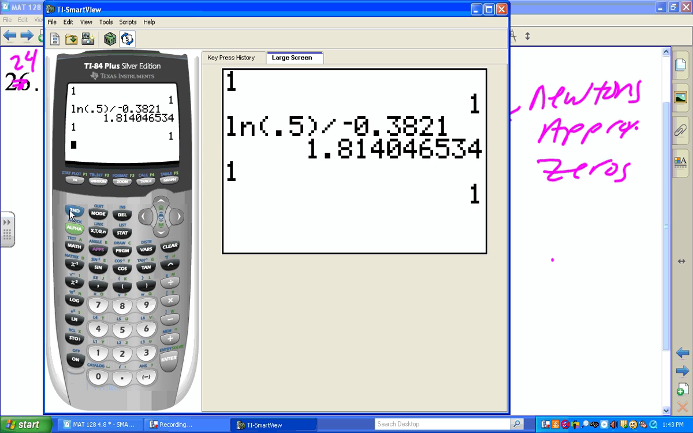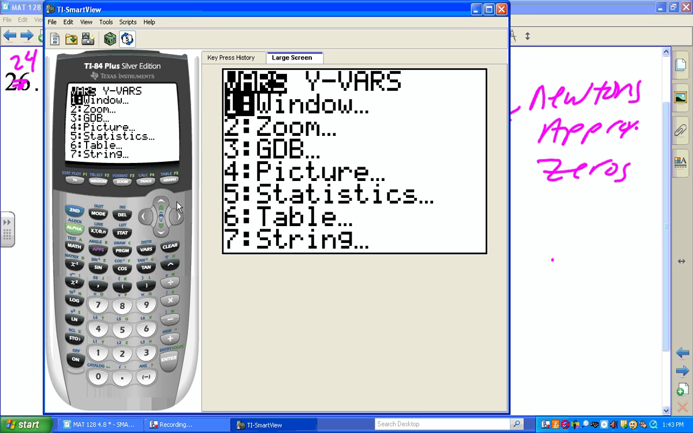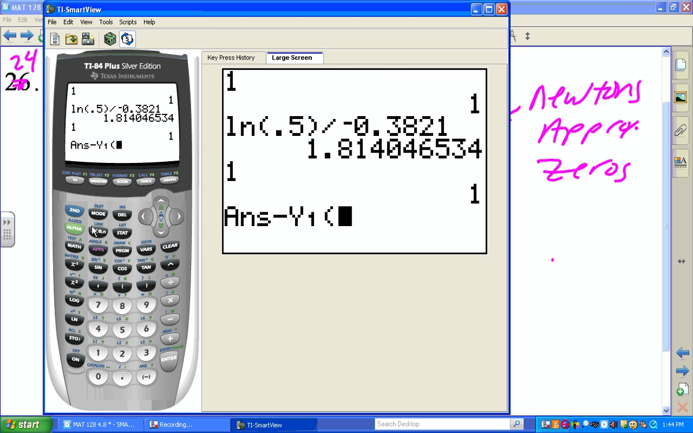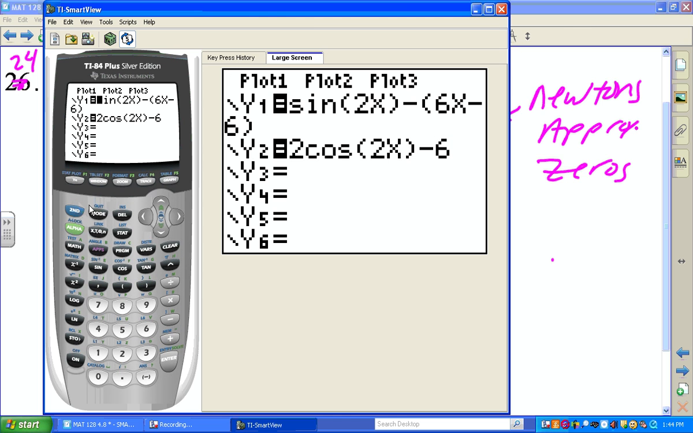I'll just take the second answer, minus, vars, y vars, function, y1, parentheses, second answer, divided by, oh, I don't need this.